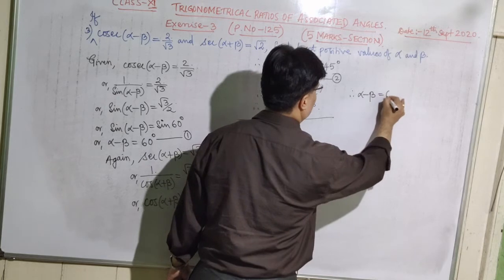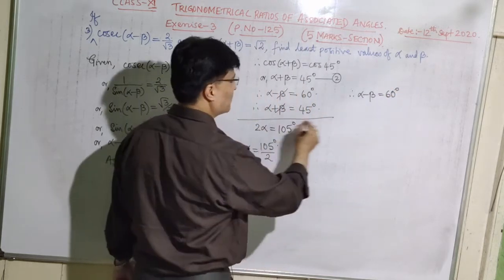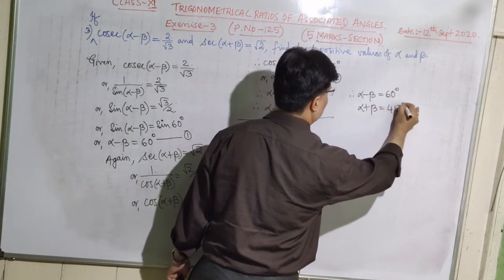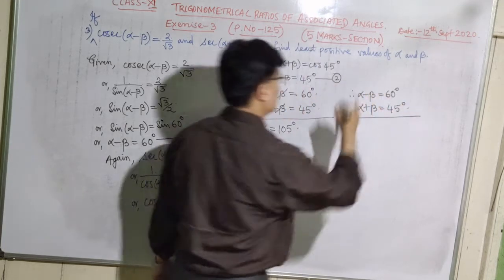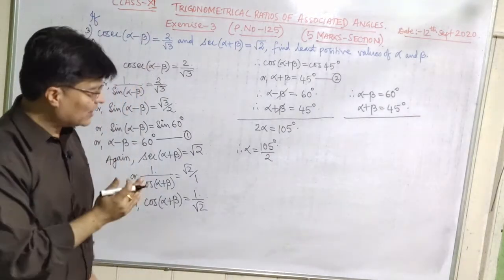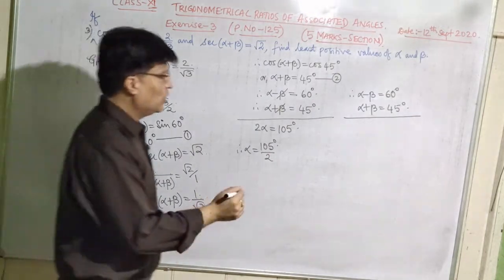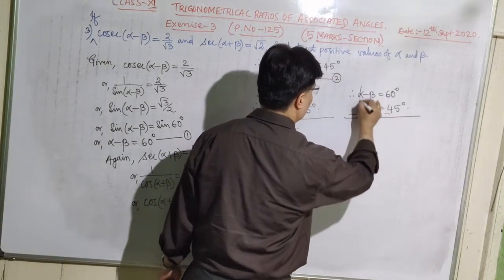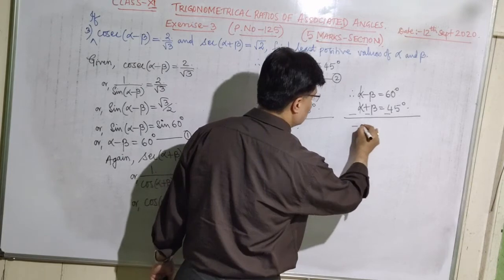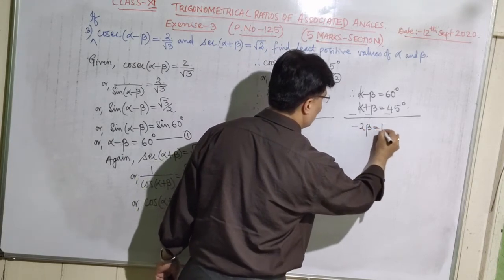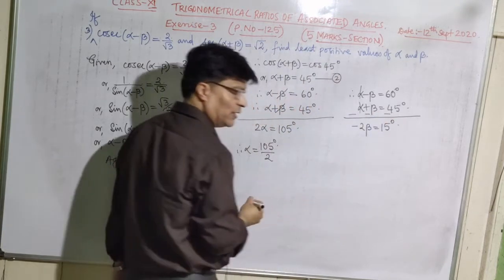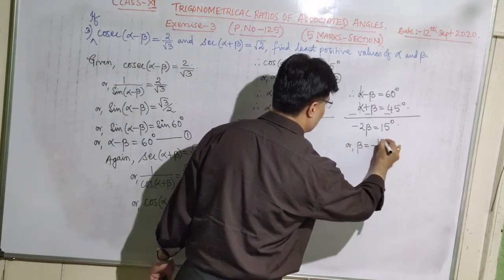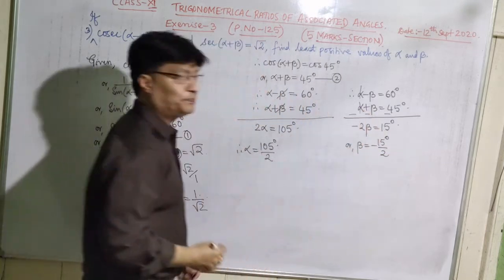Alpha minus beta is equal to 60 degree, and alpha plus beta is equal to 45 degree. Now let us subtract. If you add them, you get the value for alpha. If you subtract, minus, minus, minus, so here alpha gets cancelled. So it is minus twice beta is equal to 60 degree minus 45 degree, which is 15 degree. So beta is equal to minus 15 degree by 2.